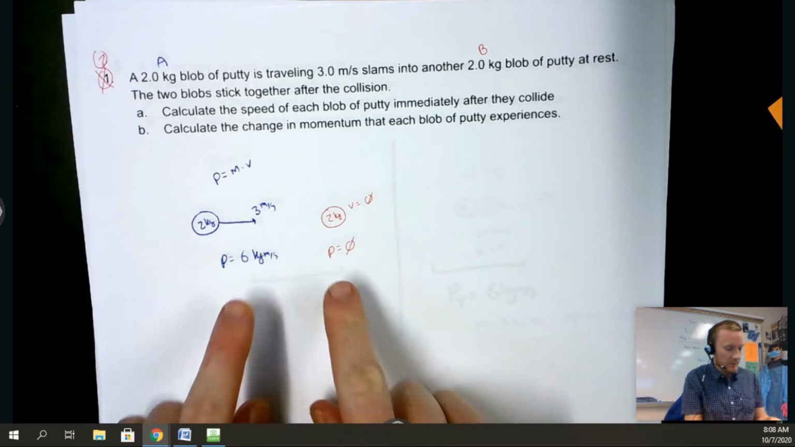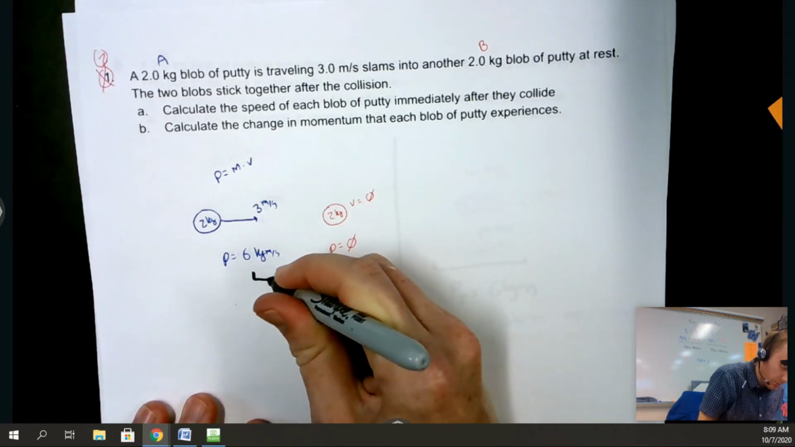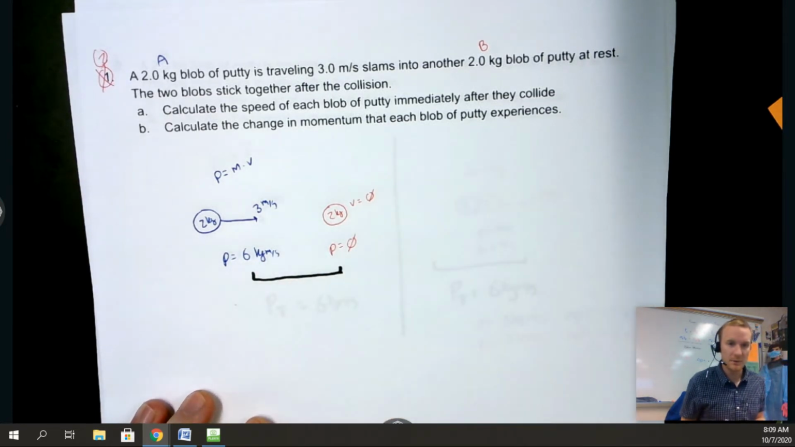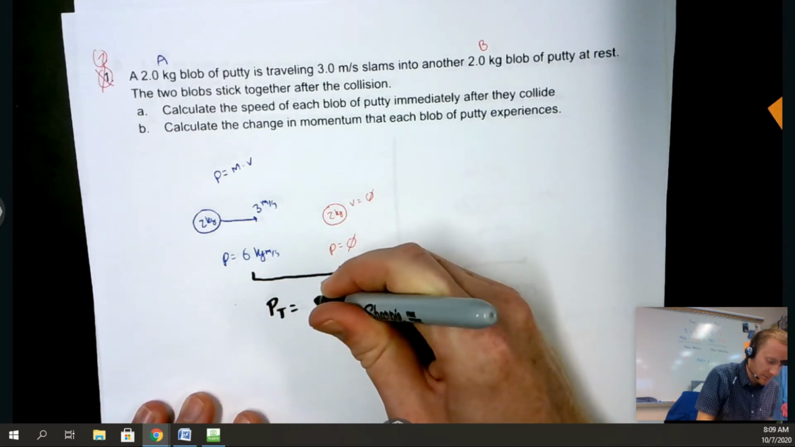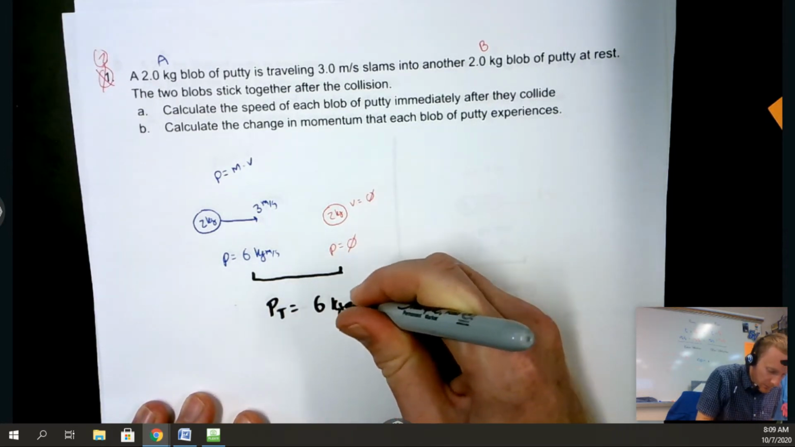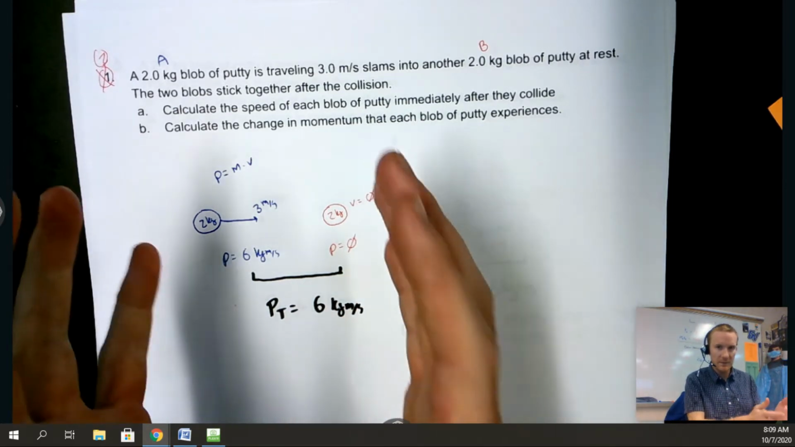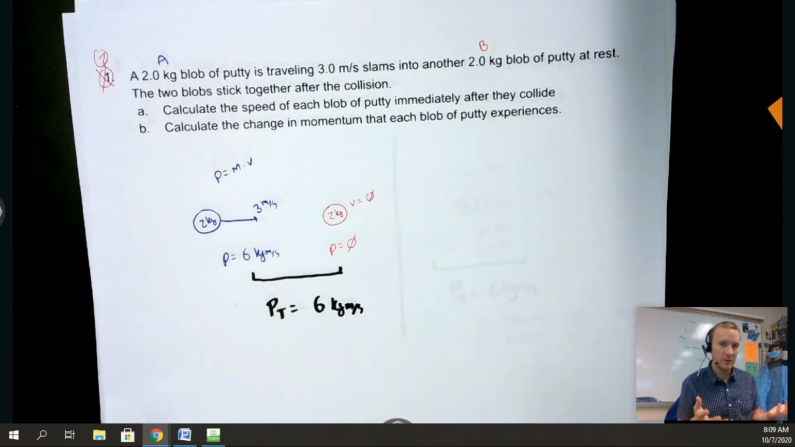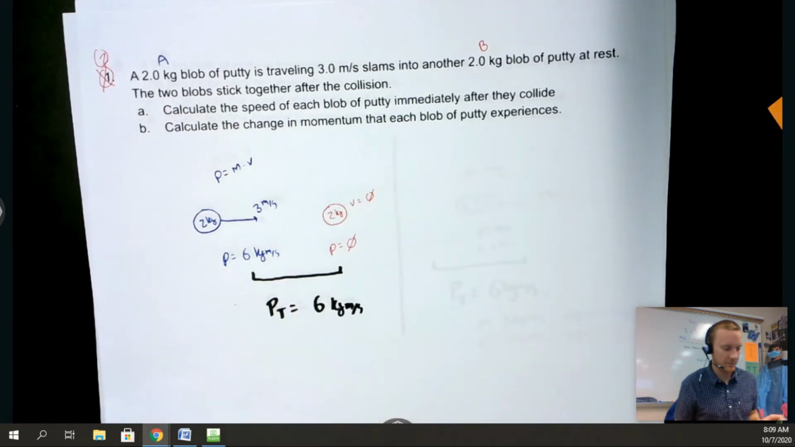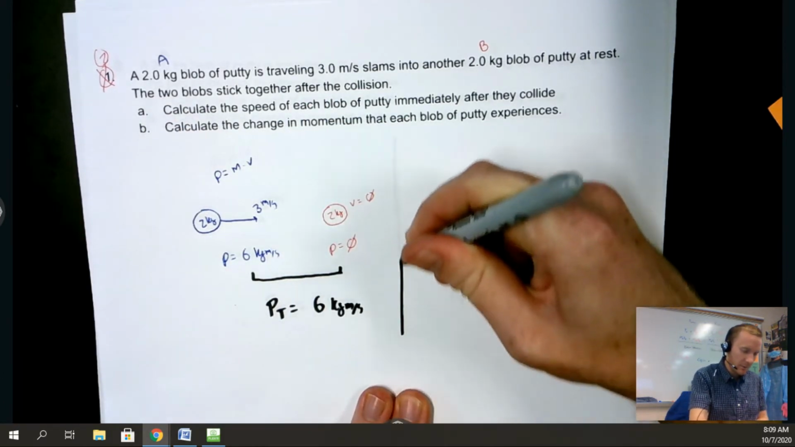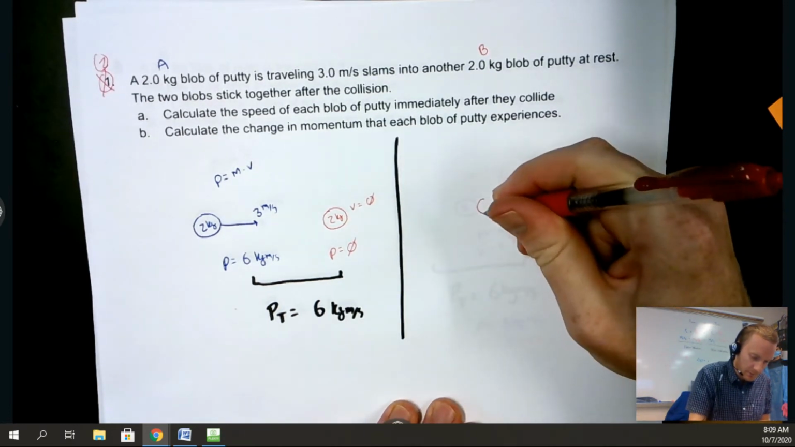So if we want to calculate the total momentum of this system, it's pretty easy. We're just going to add up our two independent momentums. Okay, so 6 plus 0, total momentum of the system is 6 kilogram meters per second. Okay. All right. So this is everything that's happening before the collision, and the only thing I know after the collision is that the two blobs stick together. Okay. So in my after diagram, boink, okay, I want to draw my two blobs stuck together.